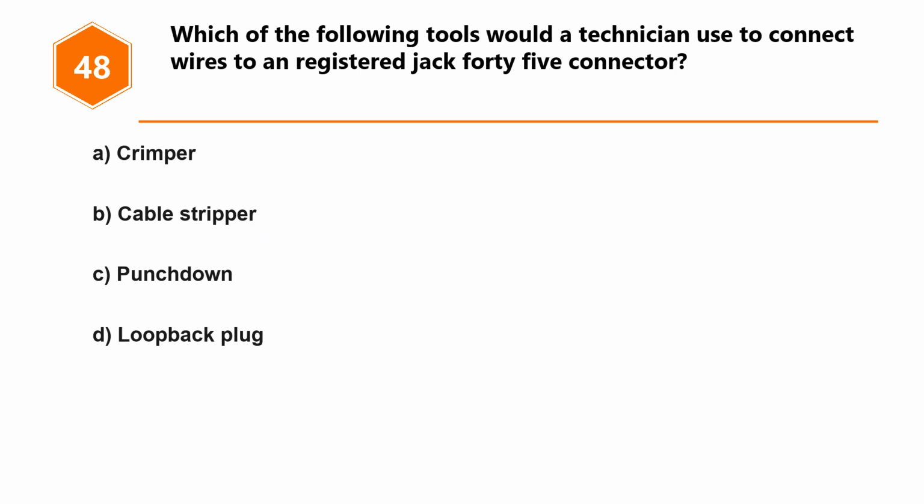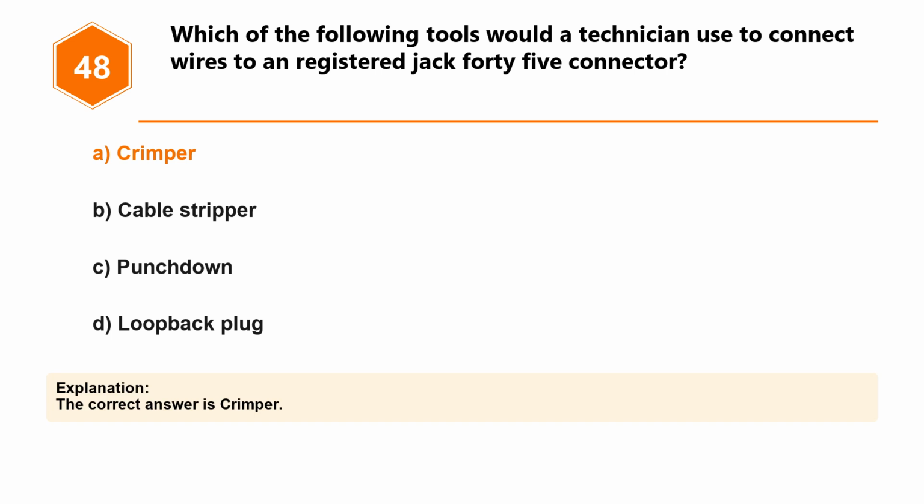Question 48. Which of the following tools would a technician use to connect wires to an unregistered Jack 45 connector? Option A, crimper. Option B, cable stripper. Option C, punch down. Option D, loopback plug. The correct answer is option A, crimper.